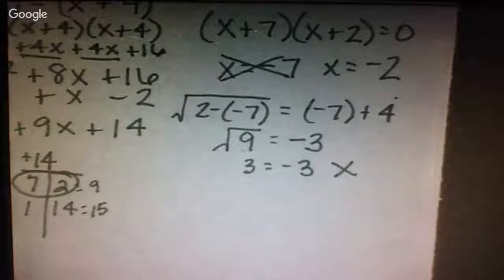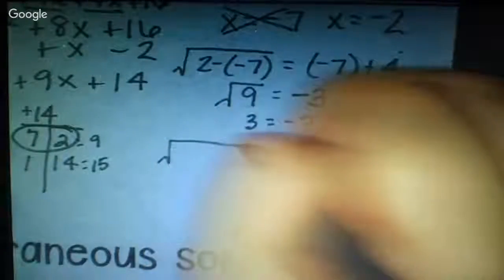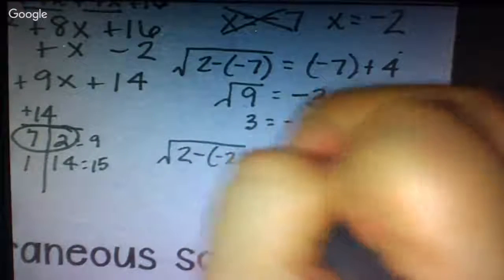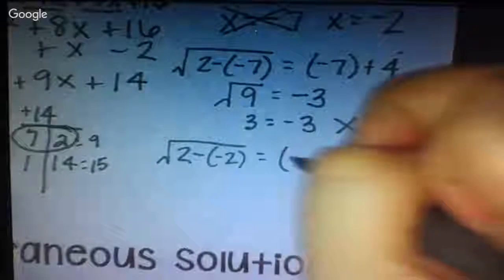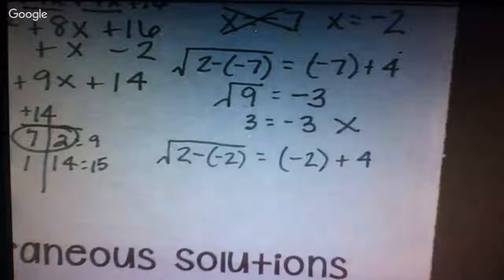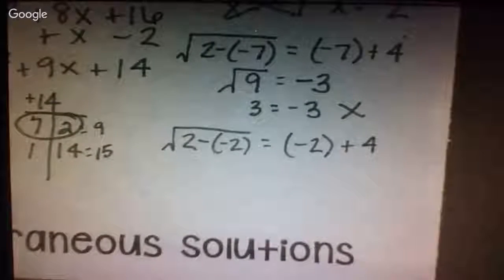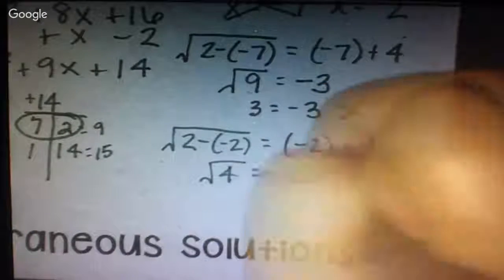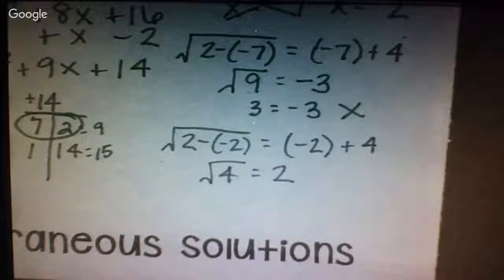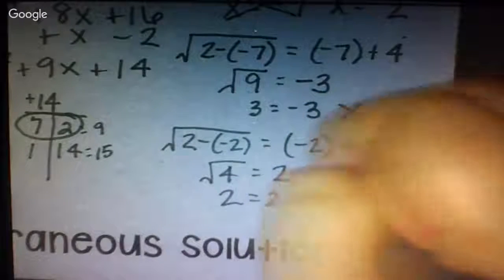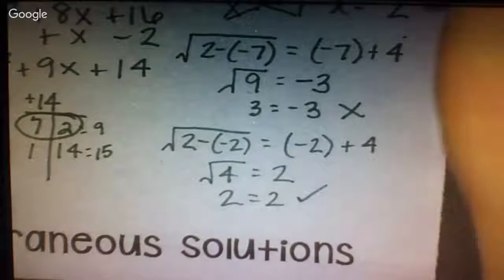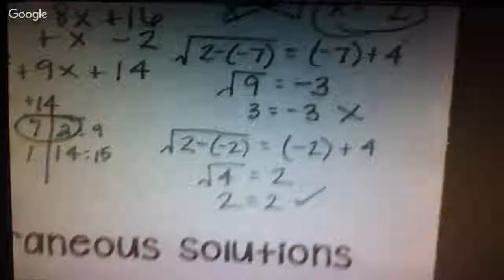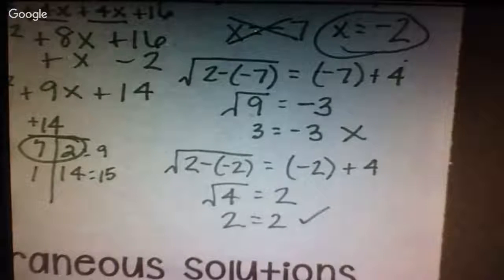So again, an extraneous solution is a solution that you actually get, but when you plug it back in, it does not work. So now we're going to plug in -2. So the square root of 2 minus -2 equals -2 plus 4. The square root of 4. Square root of 4 equals 2. And 2 equals 2? Yes. So -2 is a solution.